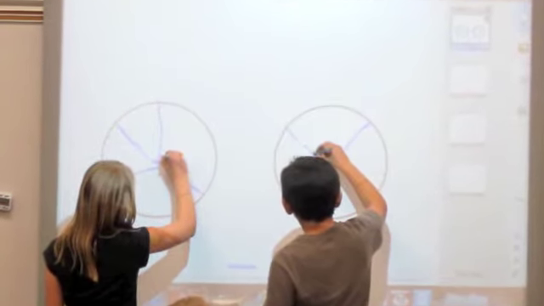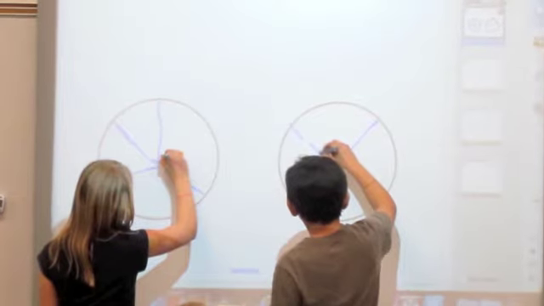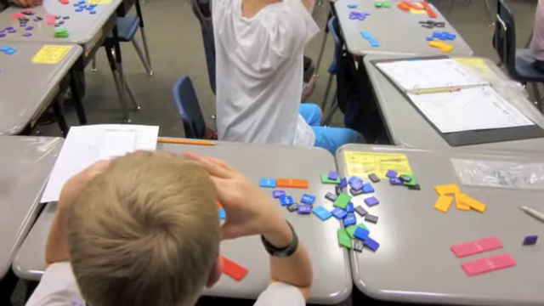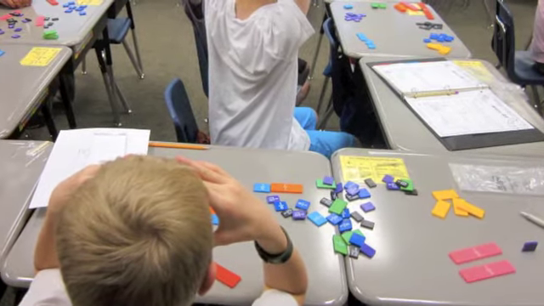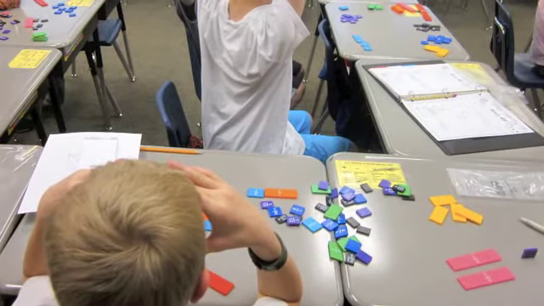When it came time to use the manipulatives, students would find equivalent fractions with their fraction pieces. I was then able to demonstrate the different equivalent fractions with the document camera.